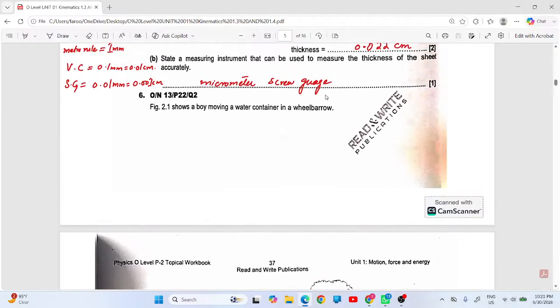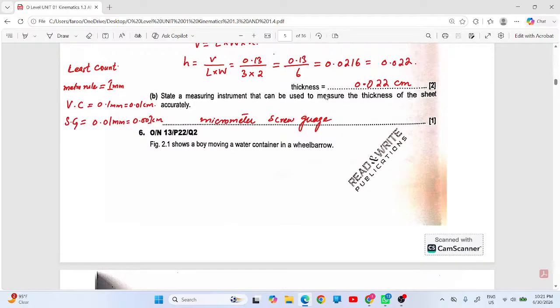Okay, so yesterday we have done up to question number 5 of mass, weight, and density. Next, question number 6. Abdullah, please read.